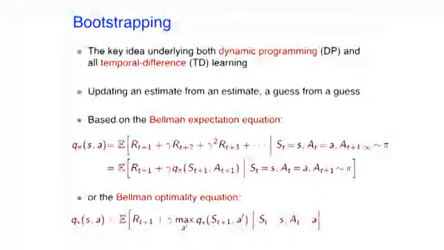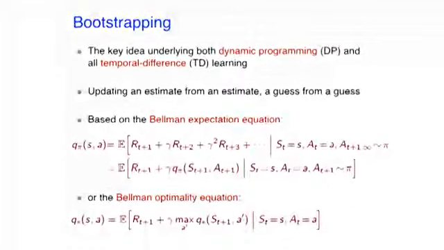Okay, last idea, bootstrapping. Key idea of reinforcement learning. It underlies both dynamic programming and all temporal difference learning methods. Q-learning is a temporal difference learning method. So this idea is that of bootstrapping one estimate from another estimate, updating an estimate from another estimate, a guess from a guess. And the theoretical idea that's based on is called the Bellman equation. So there's 2 Bellman equations. Let's do them one at a time.